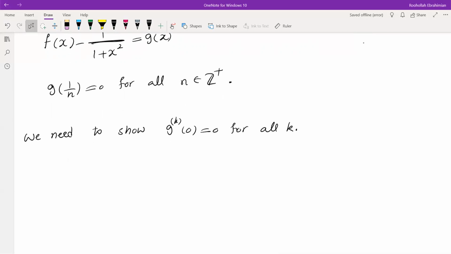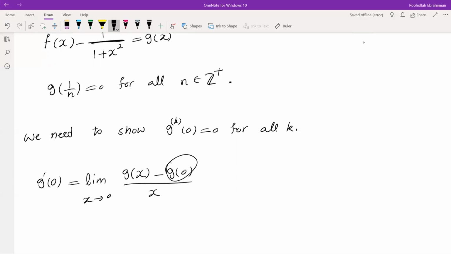Okay, so let's see what we can do. First of all, before I can get to g prime, because if you want to find g prime, the definition would be g of x minus g of 0 over x as x approaches 0. So even before you can find g prime of 0, you need g of 0. So the first task would be to find g of 0.